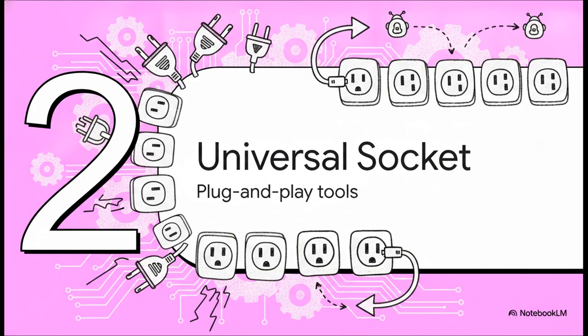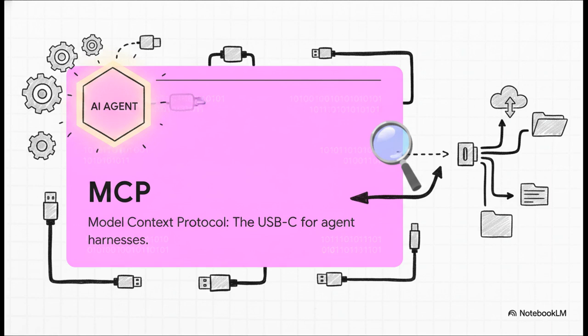Which brings us nicely to Section 2, MCP, the universal socket. So, what is this magic fix? It's the Model Context Protocol, or MCP. I like to think of MCP as the USB-C port for your AI agent. It gives you an instant, standardized connection to external databases and APIs without you ever having to write fragile custom code again. It standardizes the tool definitions so your agent can just plug right in and get to work. No more messy JSON parsers.